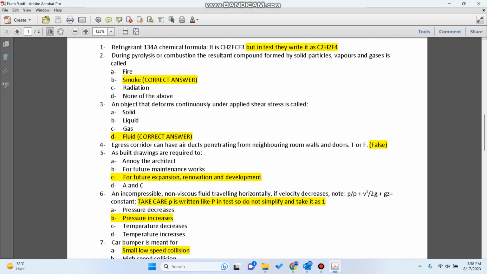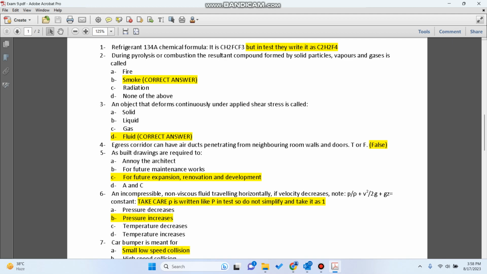The question: refrigerant 134a chemical formula. This question was asked in the previous exam as well. It is CH2FCF3. The guy has mentioned that in the test they write it as C2H2F4. So if they ask how refrigerant 134 is written in the test, you can answer C2H2F4, but the chemical formula is CH2FCF3 for refrigerant 134a.